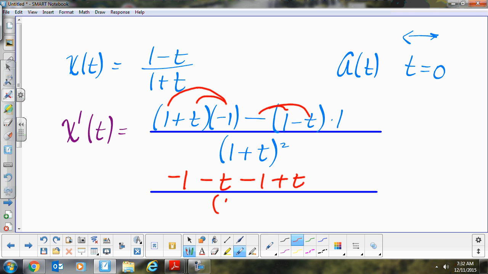Oh, this is going to be a nice second derivative. What happens to the t's?